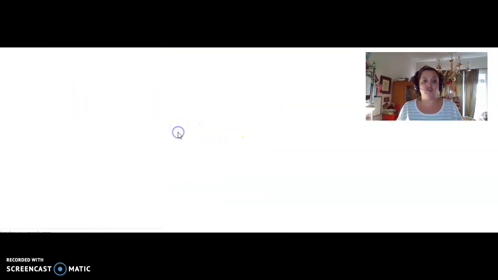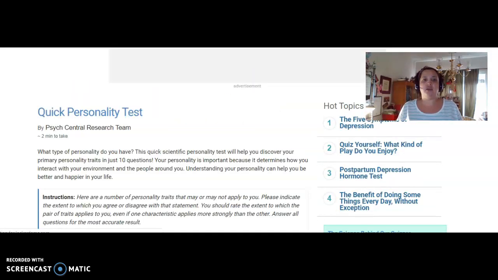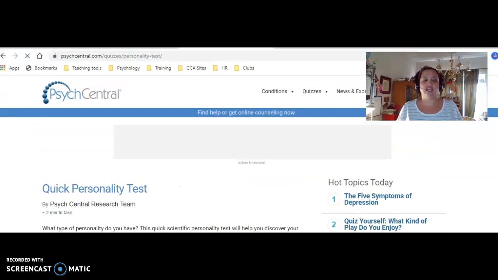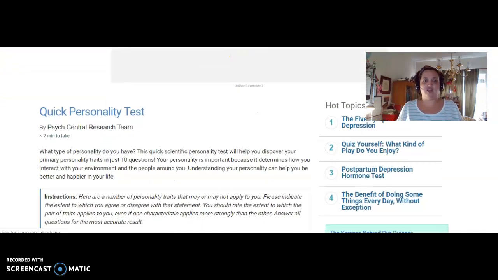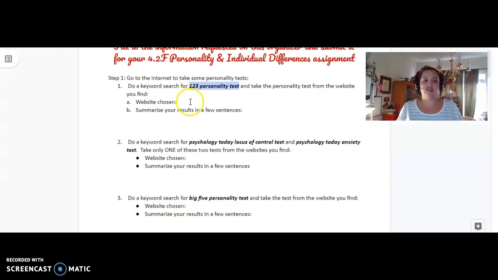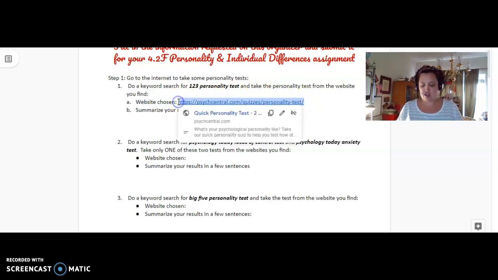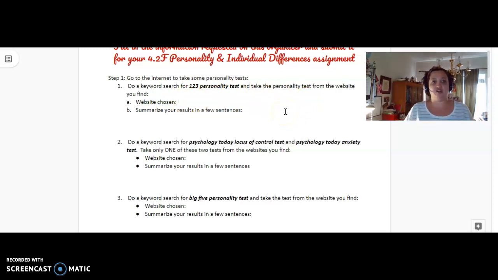Whatever test you choose, that is fine, but it's important to make sure that you get the link from the test. And so you're going to give me the link. That's what you're going to put onto the assignment. So if this was the link that I did, that's where I would put that. So I'm going to delete that there. But that just tells you what you need to do.